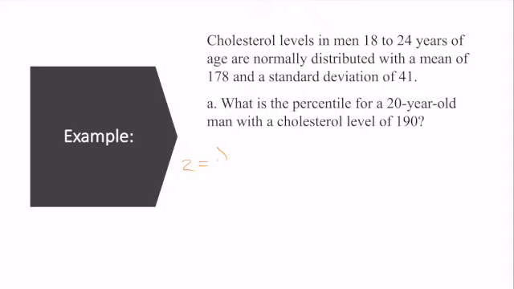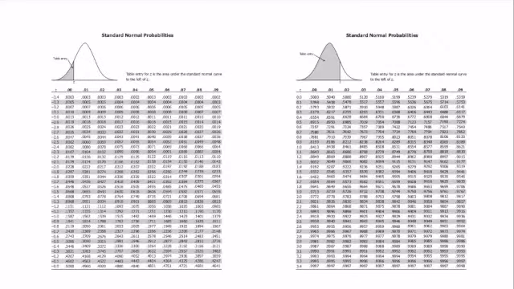So first I need to calculate my z-score, which is my sample minus the mean over our standard deviation. I did this math ahead of time. I'm going to take 190 minus 178 over 41, and that's going to give me 0.293. Now, this is not our percentile. This is our z-score. We have to go to a z-table. So I have 0.293. We're going to round that to 0.29.